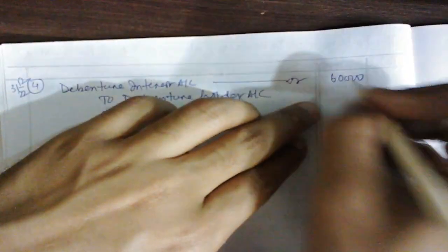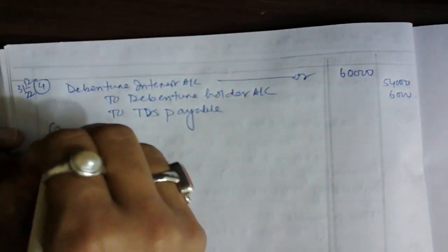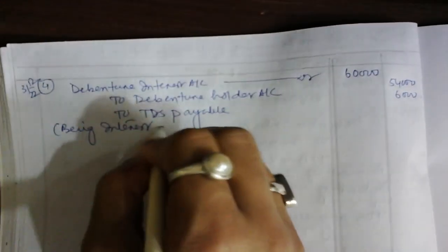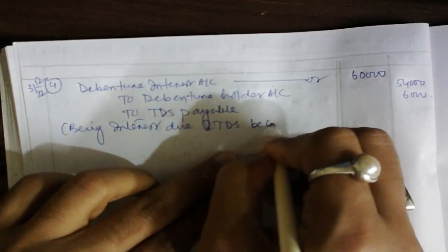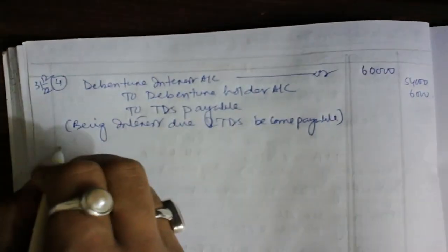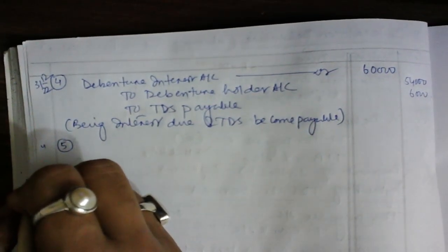60,000, 54,000, 6,000. Being interest due and TDS become payable, correct? फिफ्थ सेम डे क्या करना है यहाँ पे फिफ्थ में?